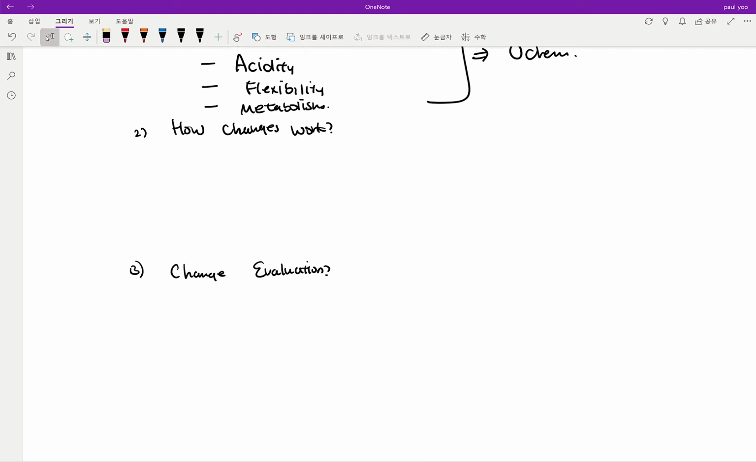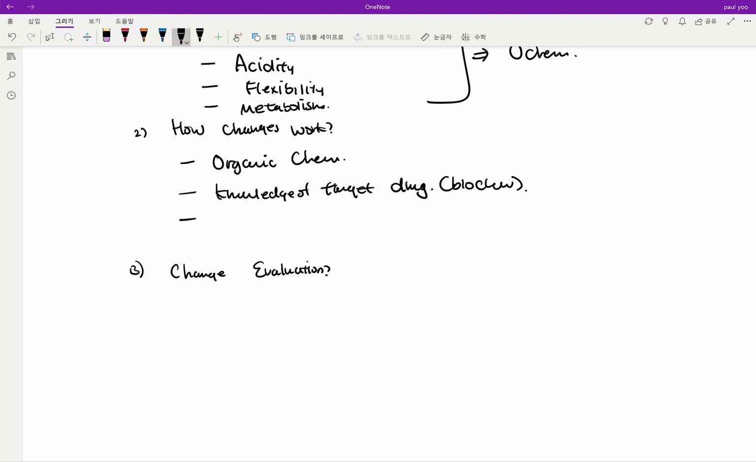How changes work. So why do we expect our changes to work? The very first thing again here is the organic chemistry. We can predict how the changes work. And knowledge of the target drug. This is biochem. And lastly, other off-target issues. This will be taught from the pharmaceutical chem.